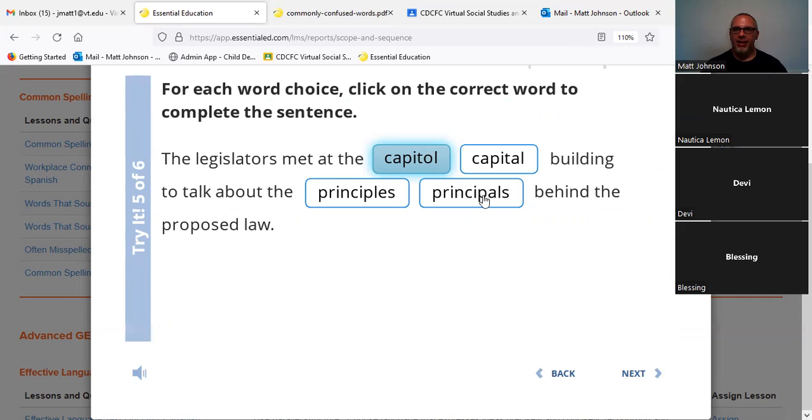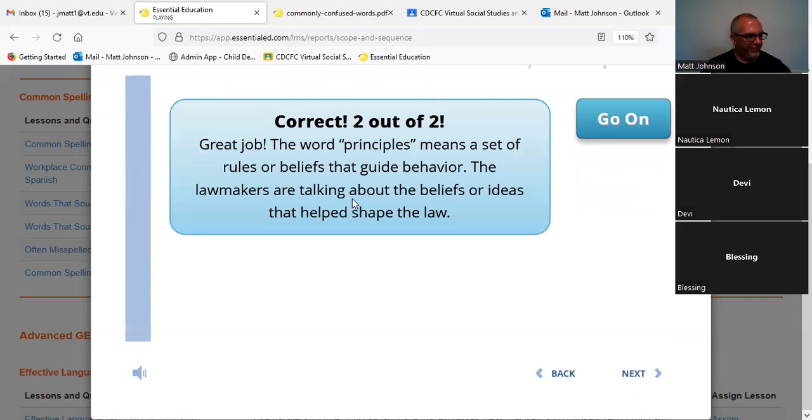So not the guy that runs the high school or the middle school, right? Not your pal, but P-L-E-S. Great job. The word principles means a set of rules or beliefs that guide behavior. The lawmakers are talking about beliefs or ideas that help shape the law. All right.